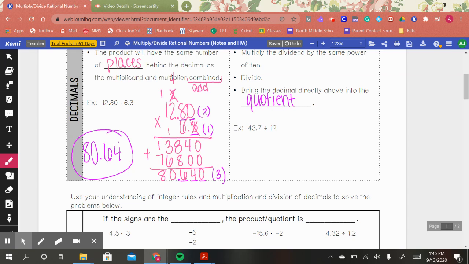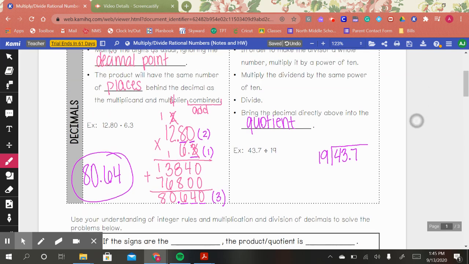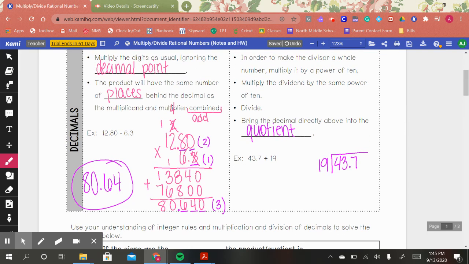All right, so when we divide, we have 43 7/10 divided by 19. What we're looking for here is that we need to make sure that our divisor is a whole number, and our divisor is the number on the outside. If it is a whole number, you're going to leave it alone. You're going to bring your decimal point straight up and divide like normal.